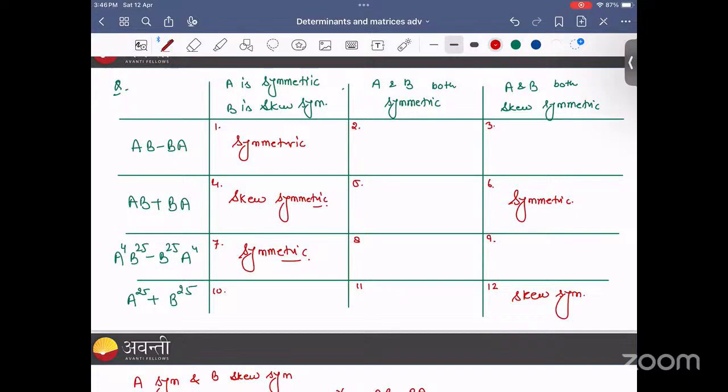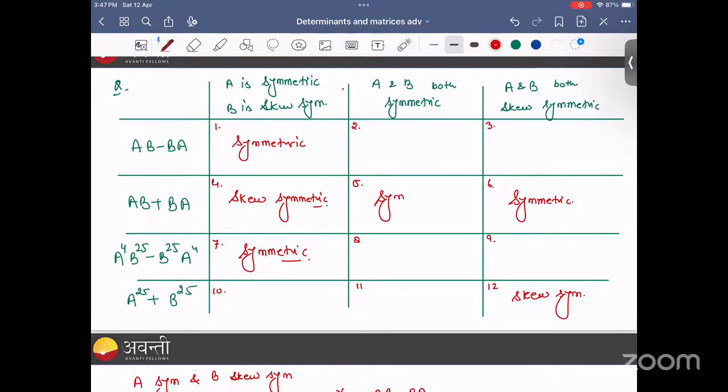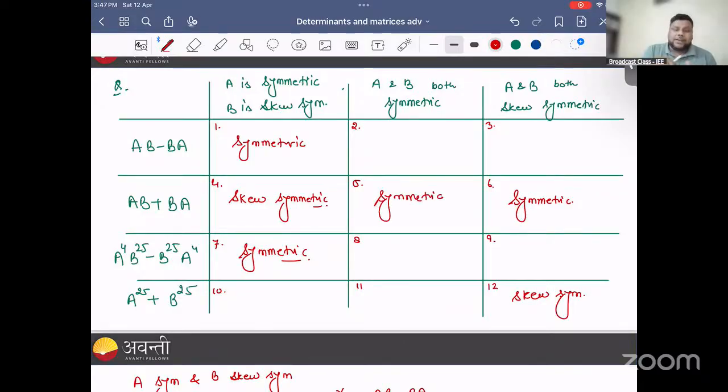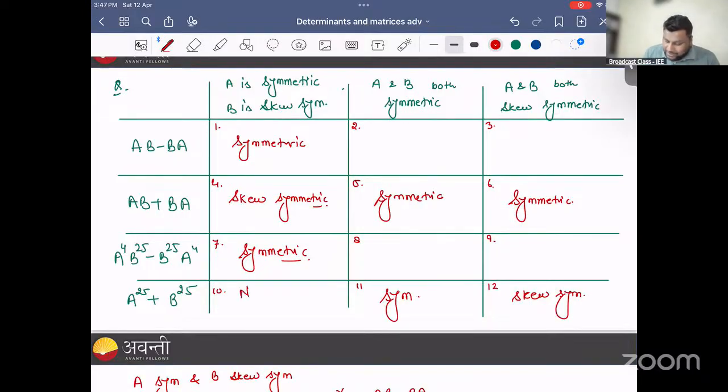Fifth one is symmetric, sir. Symmetric. Very good. Other parts? 11th one too is symmetric, sir. 11th is symmetric. See, 12th will be neither symmetric nor skew symmetric. Because when you take the transpose, it will come out to be a to the power 25 minus b to the power 25, which is neither equal to x nor equal to minus x.